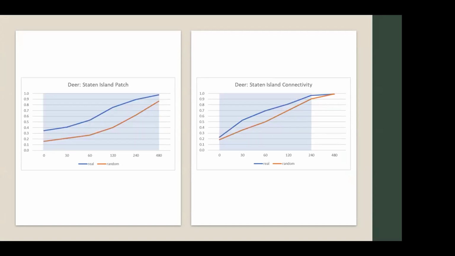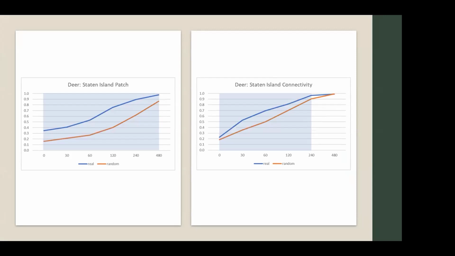For our Staten Island data, deer vehicle collisions, there was an even stronger statistically significant difference in the real points than there was in Onondaga County. We think that maybe that is because on Staten Island, the roadways are even more interwoven with the patch and connectivity zones, especially the patch zones.